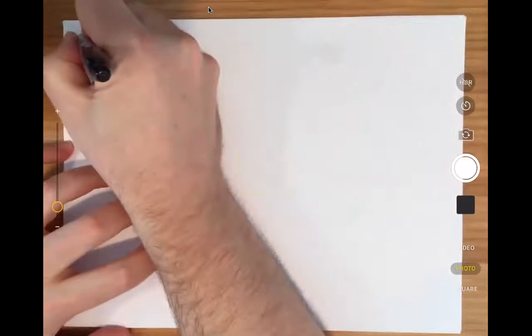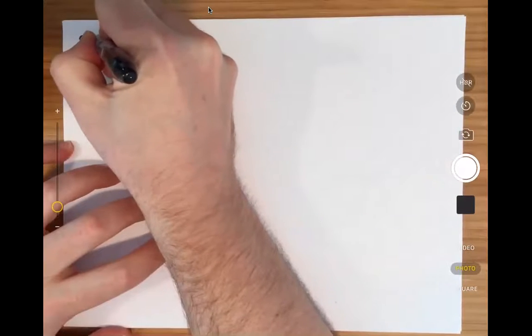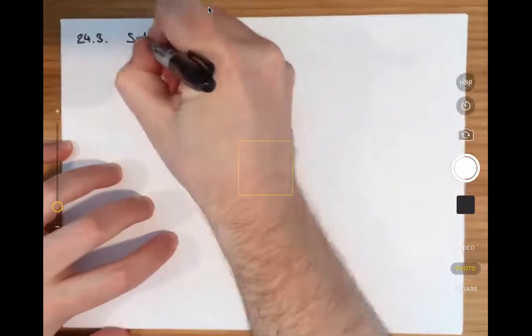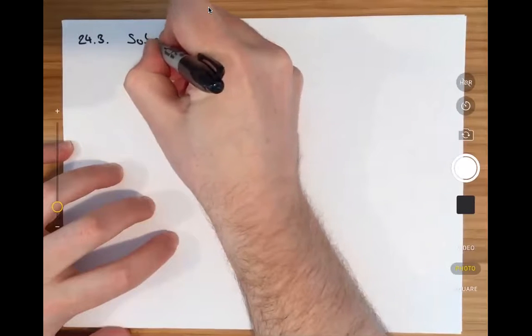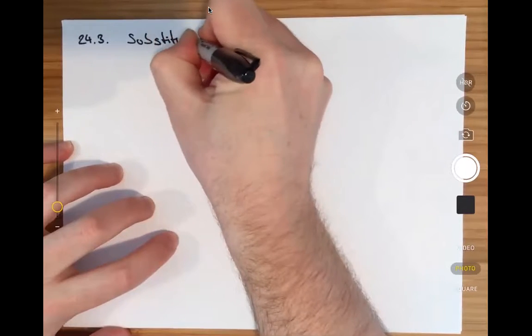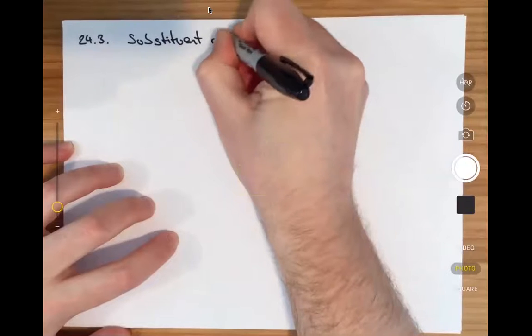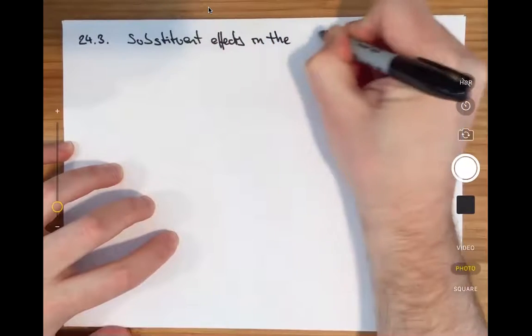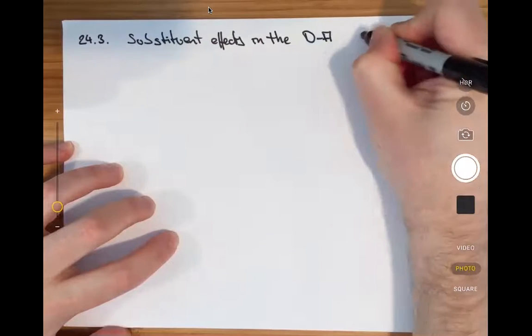So 24.3, this is in your textbook, and it's called substituent effects in the Diels-Alder reaction.